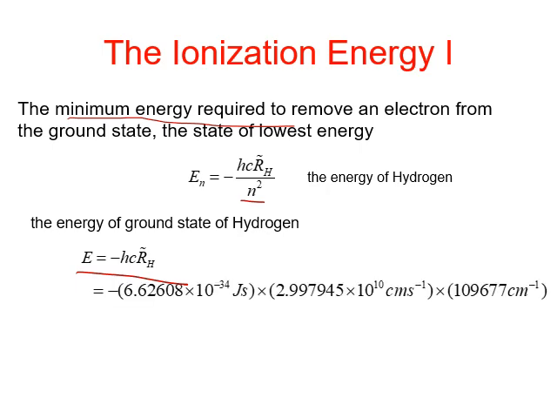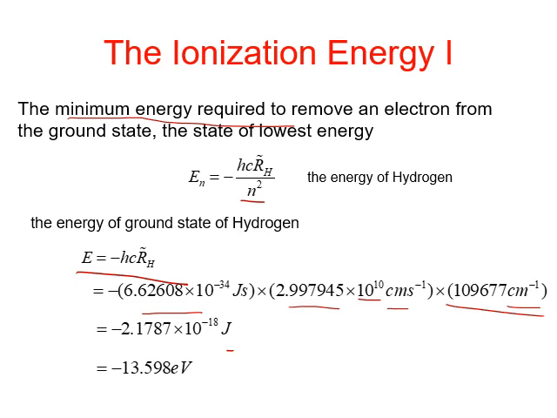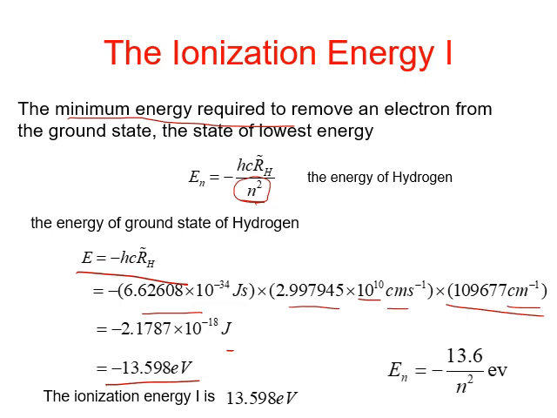So plug in all the data: Planck constant, speed of light, 10 to the 10th power centimeters per second, Rydberg constant in inverse centimeters, and that gives you negative 2.1787 times 10 to the negative 18 joule, which can be converted to electron volts: negative 13.598 electron volts. So that's the ionization energy for the hydrogen atom, and also the lowest energy of the hydrogen atom's electron. At other energy levels, the energy should be divided by n squared, and therefore we can use this equation to calculate allowed energies for the hydrogen atom: negative 13.6 eV divided by n squared.